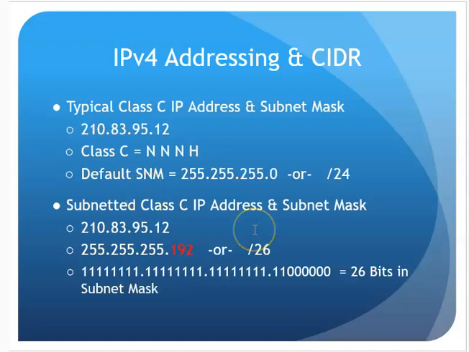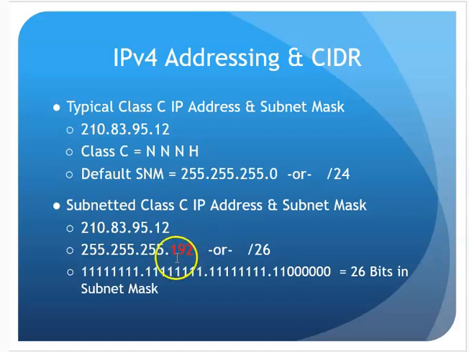And if I have a Class C network, 210.83, so forth, I'm expecting 255.255.255.0. That would be my default subnet mask, or /24, because there's 24 bits there for that subnet mask. But if I happen to see a 255.255.255.192, that lets me know some subnetting occurred.